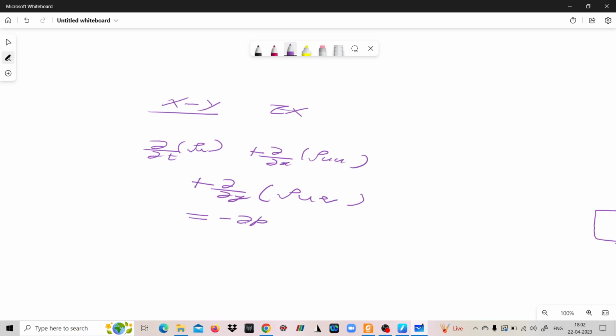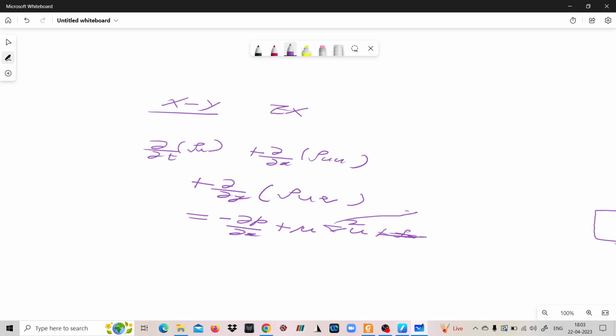Minus del p by del x plus mu del squared u. And if there is some body force, then that body force component will be there, but let us say there is no body force.